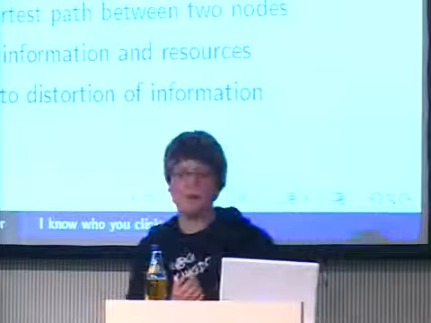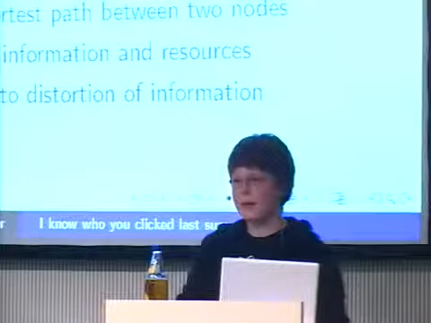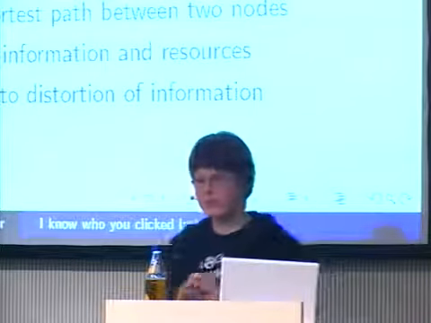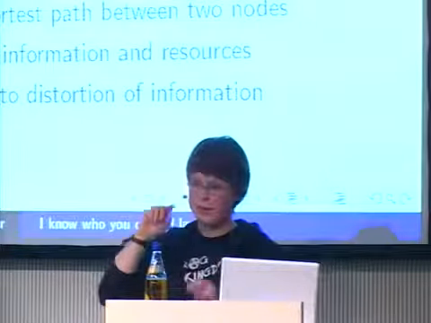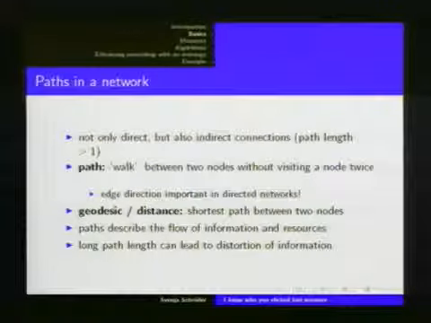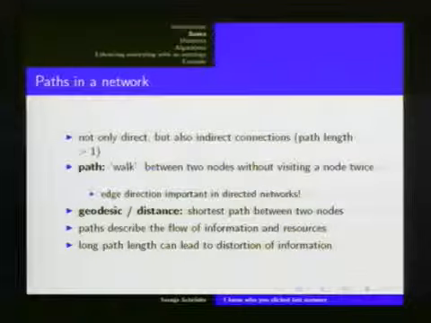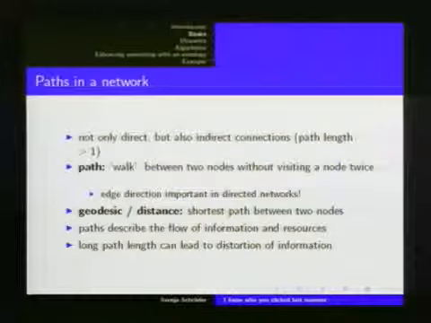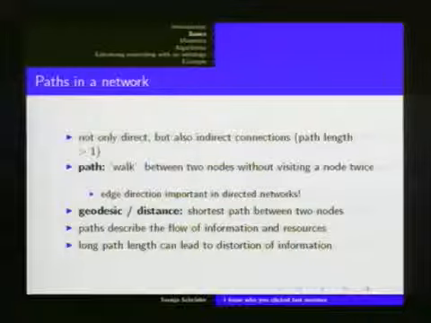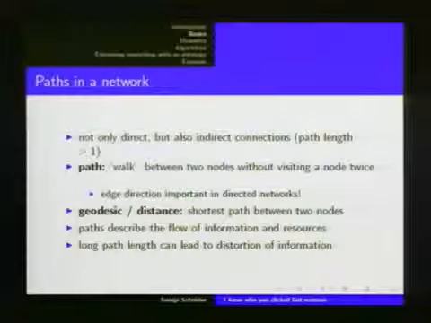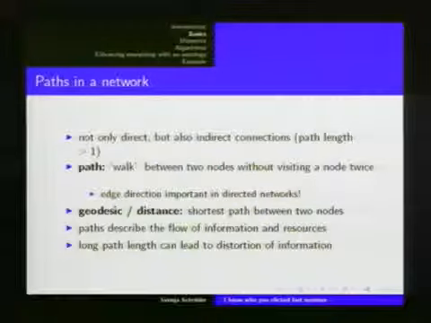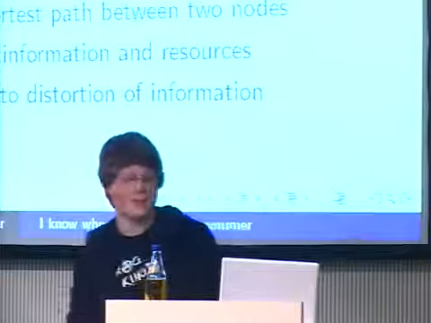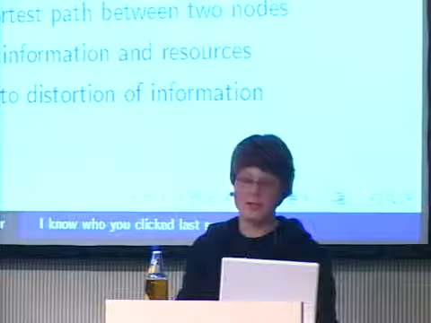Something about paths in a network. I didn't mention that before, I'm sorry. There are not only direct connections, like an edge between an actor and an actor. That would be a direct connection, but also indirect connections, which means he is a friend of a friend of a friend, and then you get path lengths bigger than one. So a path is a kind of walk between two nodes without visiting a node twice. It's a nice metaphor, I think, to walk between little nodes in the network.